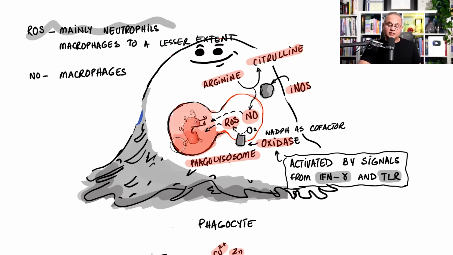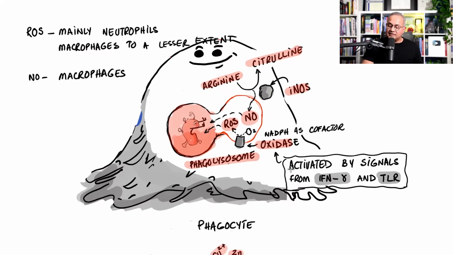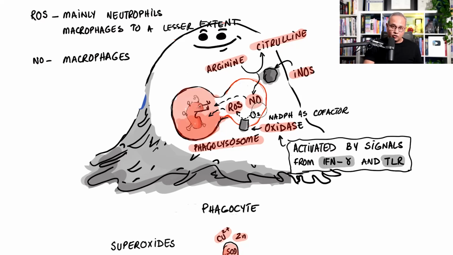Reactive oxygen species are mainly present in the neutrophils. Macrophages have some of them too. And nitric oxide species are mainly present in the macrophages. Now what happens is, for example, look here for a second. In, let's say, a macrophage, in the cytosol of the macrophage, that is the cytoplasm of the macrophage, there is an enzyme called iNOS, or inducible nitric oxide synthase.